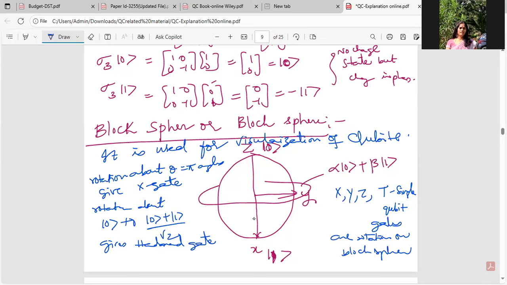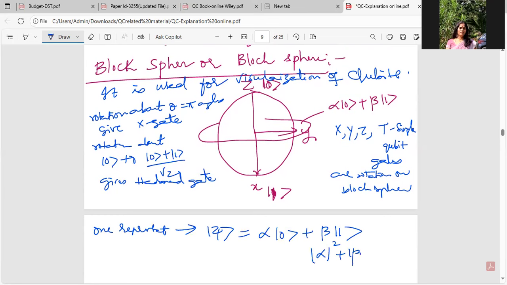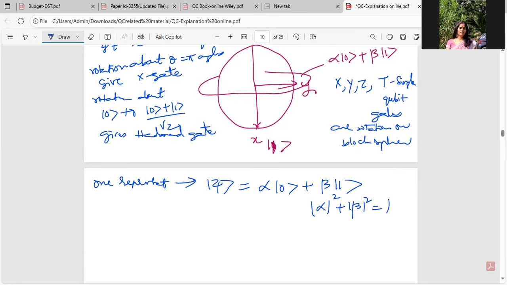So why I'm talking about this is there is one more representation of a qubit. One representation is ket xi, superposition principle, alpha ket 0 plus beta ket 1, where mod alpha squared plus mod beta squared is equal to 1. This condition has to be satisfied.